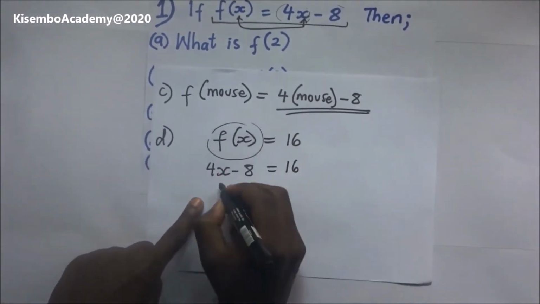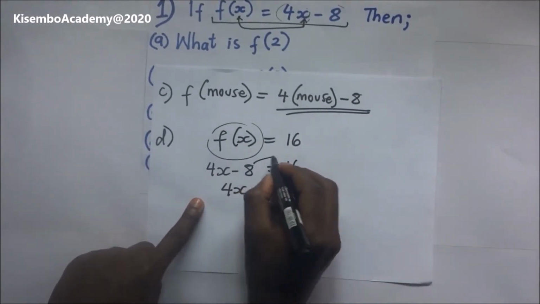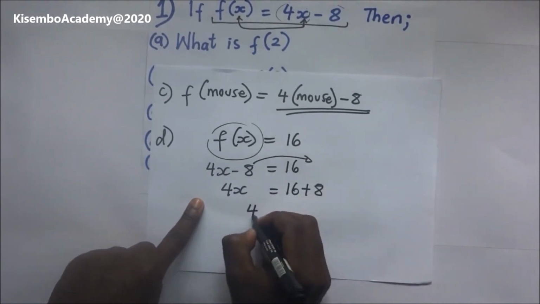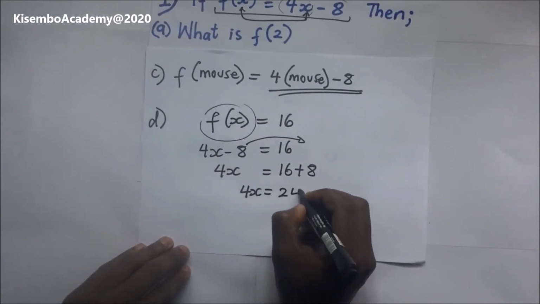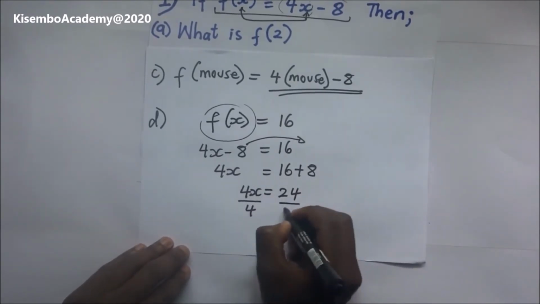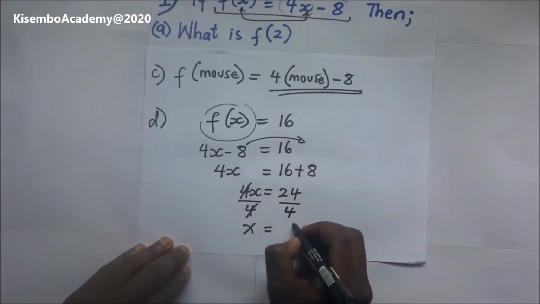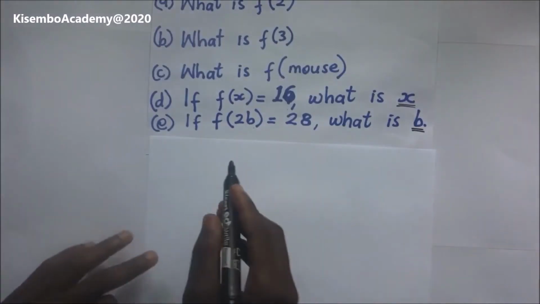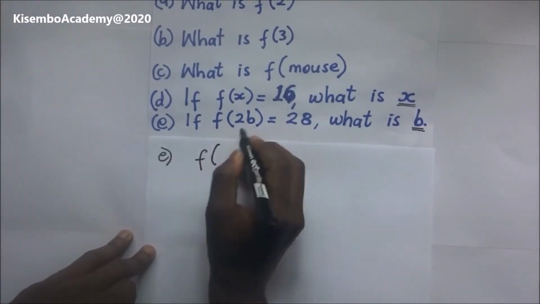In this case it's going to become 4x is going to be equal to 16 plus 8, because the 8 comes this side. So we have 4x giving us 24. When we divide both sides by 4, we end up with our value of x as 6. And that's our answer.